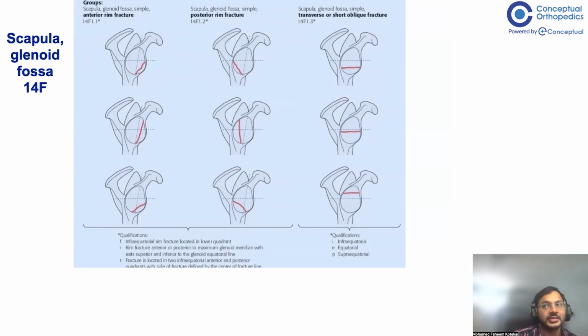So all anterior partially articular fractures can be treated with a deltopectoral approach. And if there is a concomitant clavicular injury or a floating shoulder, both of them can be done through the same approach. Then you have the posterior rim fractures, which are easier to treat through the posterior approach. And then we have the short oblique glenoid fossa fractures, which can either be infraequatorial, equatorial, or supraequatorial. Most of them will have a piece of the glenoid neck involved as well.